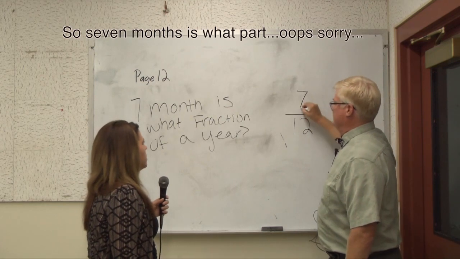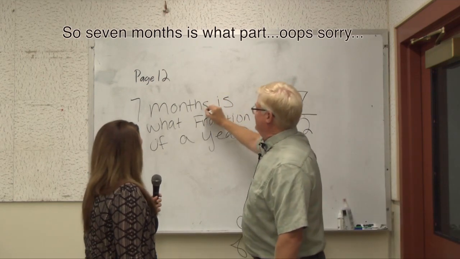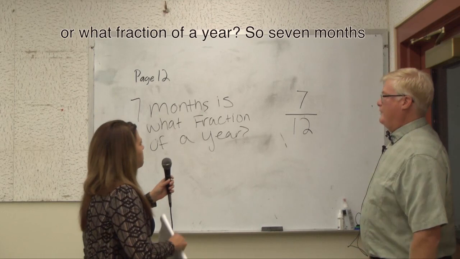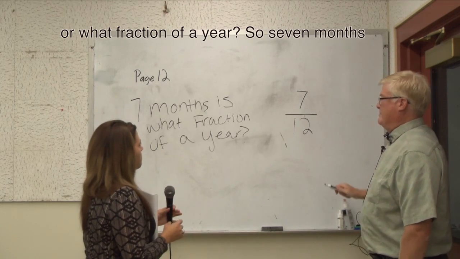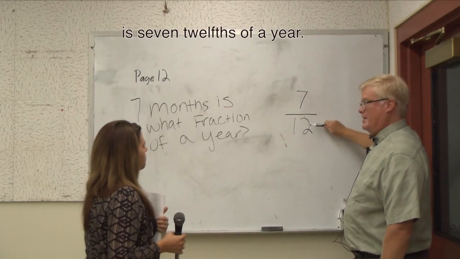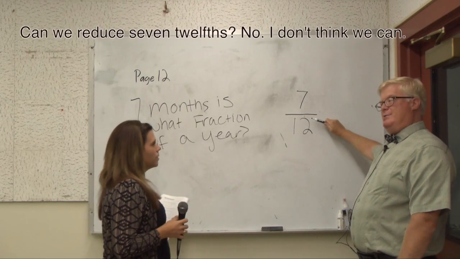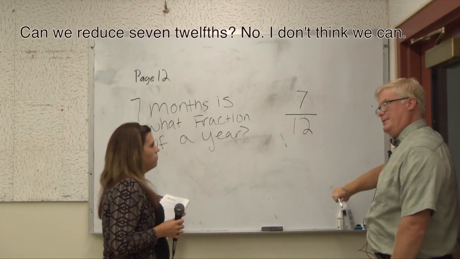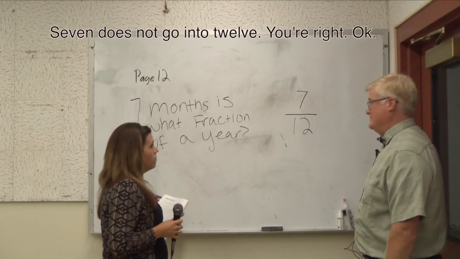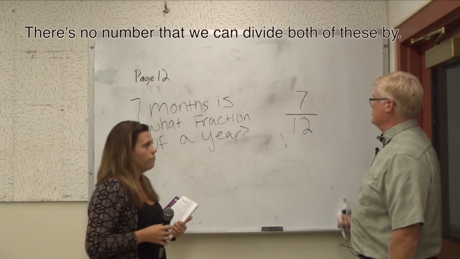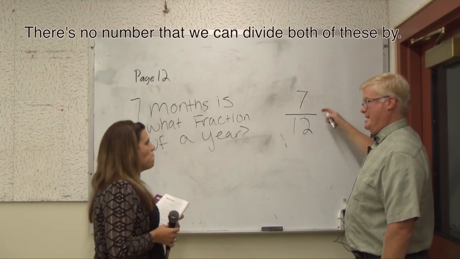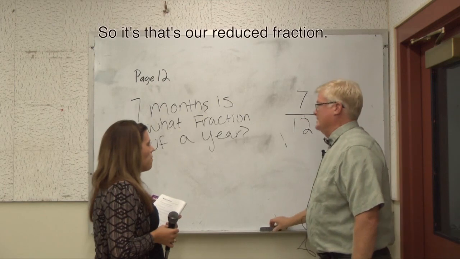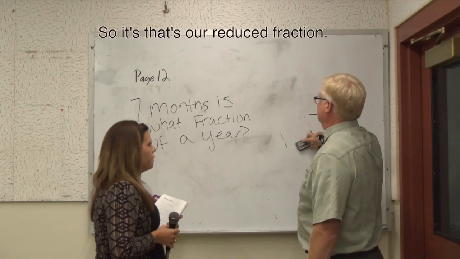So 7 months is what part or what fraction of a year? So 7 months is 7/12 of a year. Can we reduce 7/12? No. I don't think we can. 7 does not go into 12. You're right. There's no number that we can divide both of these by. So that's our reduced fraction.